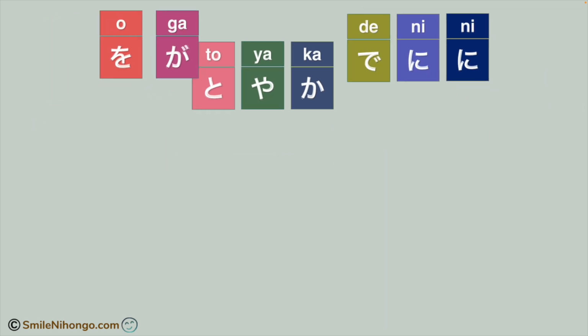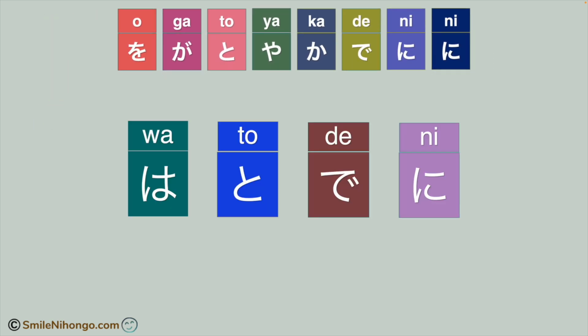Okay, today in this lesson, I'm going to add 4 more particles. は marks the main topic of the sentence. This と marks a living thing that you do something together with. This で marks a means or a tool that you use to perform the action. And here's another function of に. に also marks a time expression.